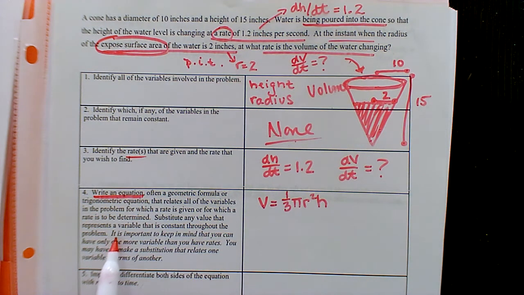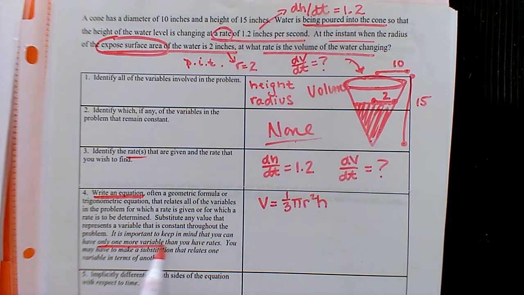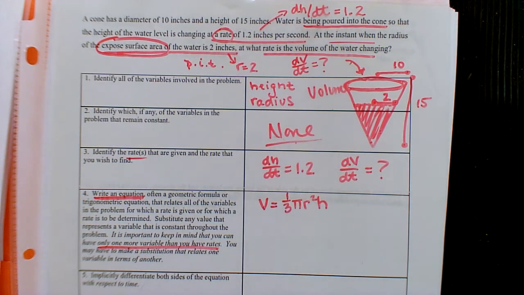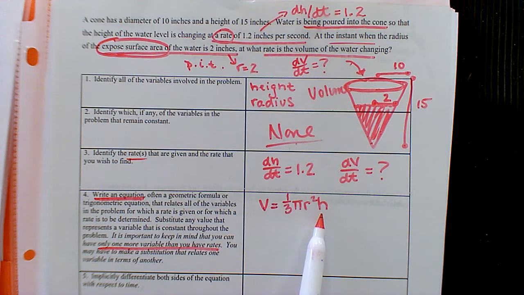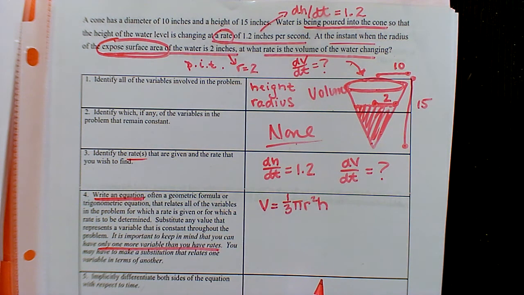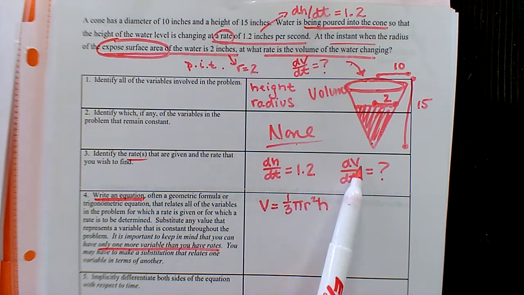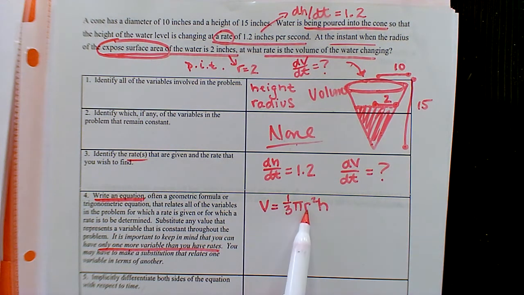Let's check the other thing. It's important to keep in mind that you can only have one more variable than you have a rate. You have 3 variables listed in your equation. How many rates do you know? 1. We have an issue, right? Notice how we know a dh over dt, so we want to keep an h in there. We're trying to figure out a dv over dt, so we want to keep the v in there, but it seems like the r is the issue, because we don't have a rate for r listed.